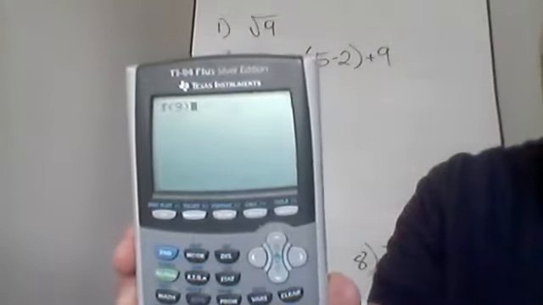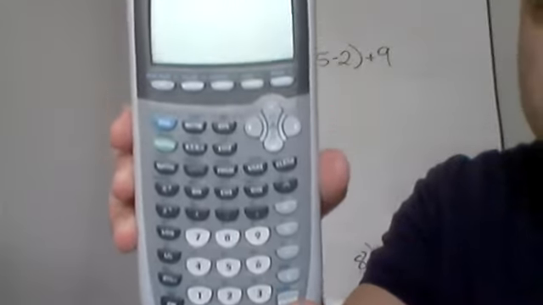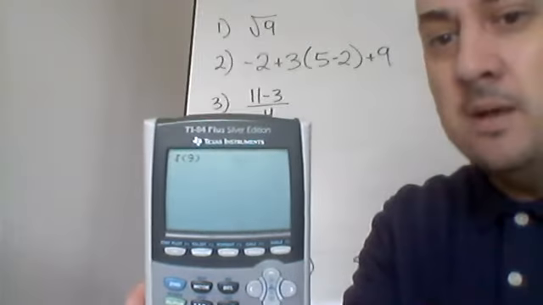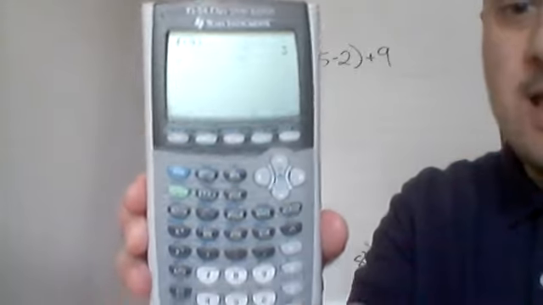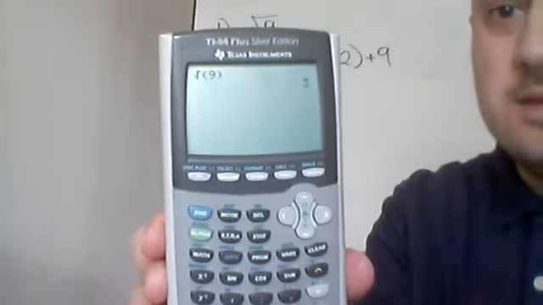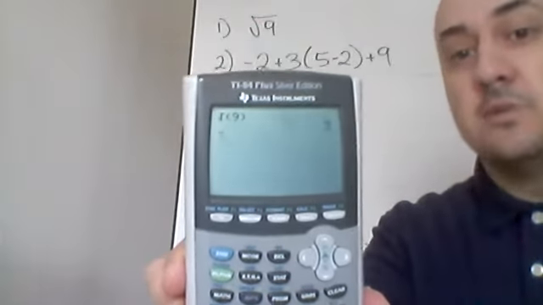All right, so then on the bottom here is the enter key. There's no equals button on the calculator. To see what something is equal to, you hit the enter key. So I hit enter down below, and it gives me 3. The square root of 9 equals 3.